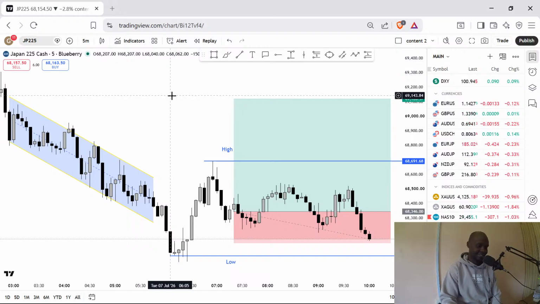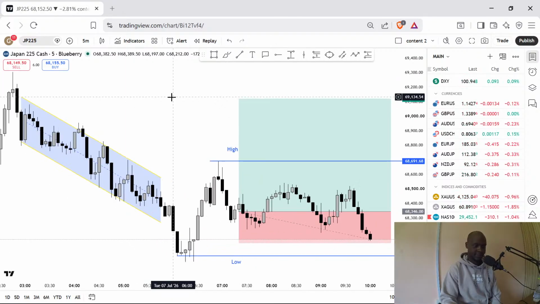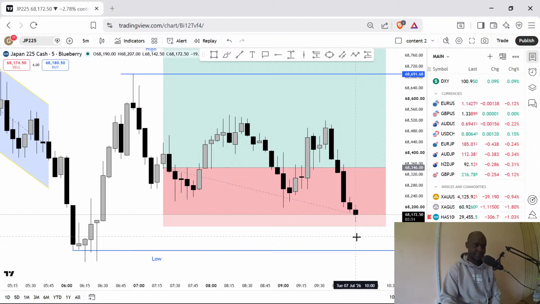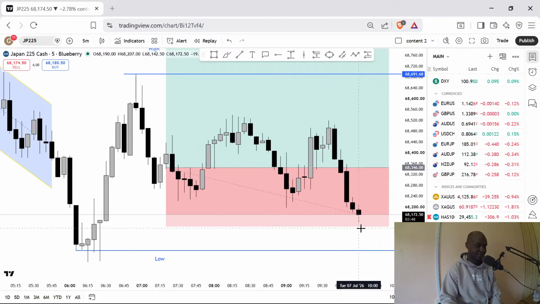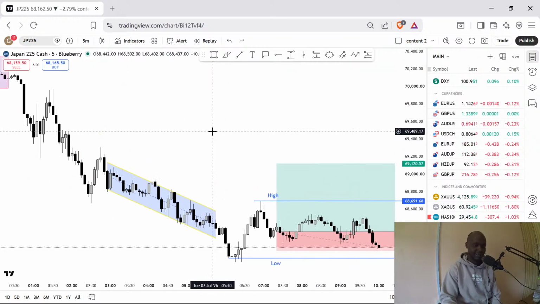Barely surviving right now. The thing I love about my broker is I'm still in the trade. Even when it got to this level, I was not slipped out of the trade. So that is ideal.